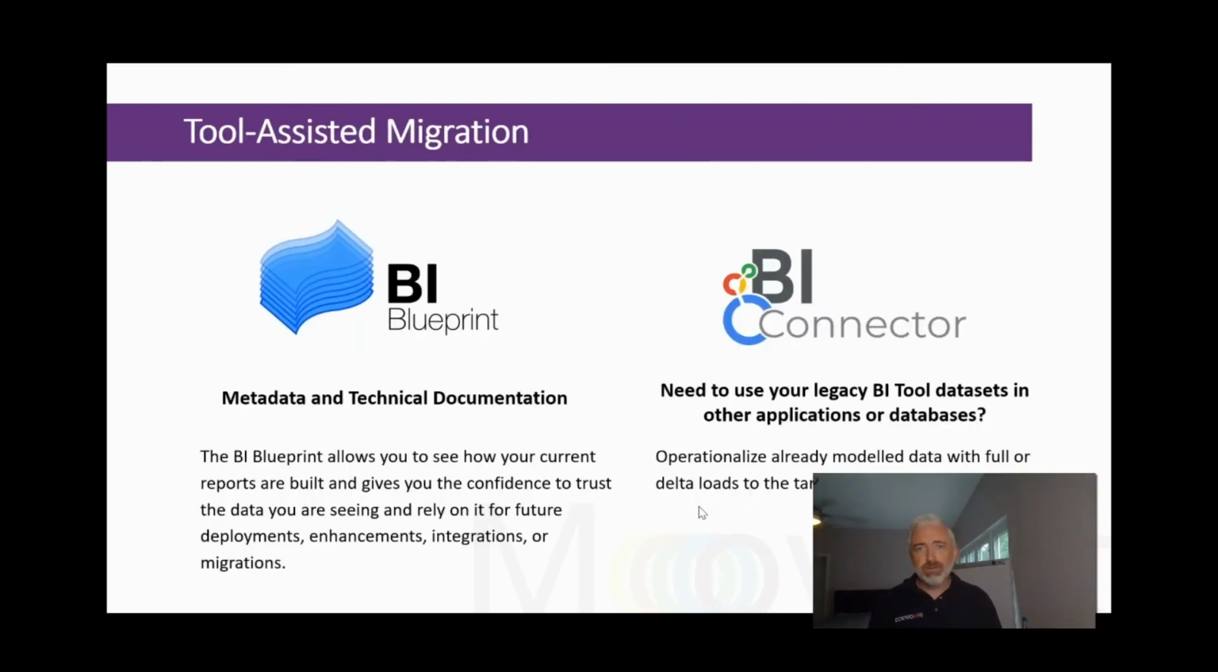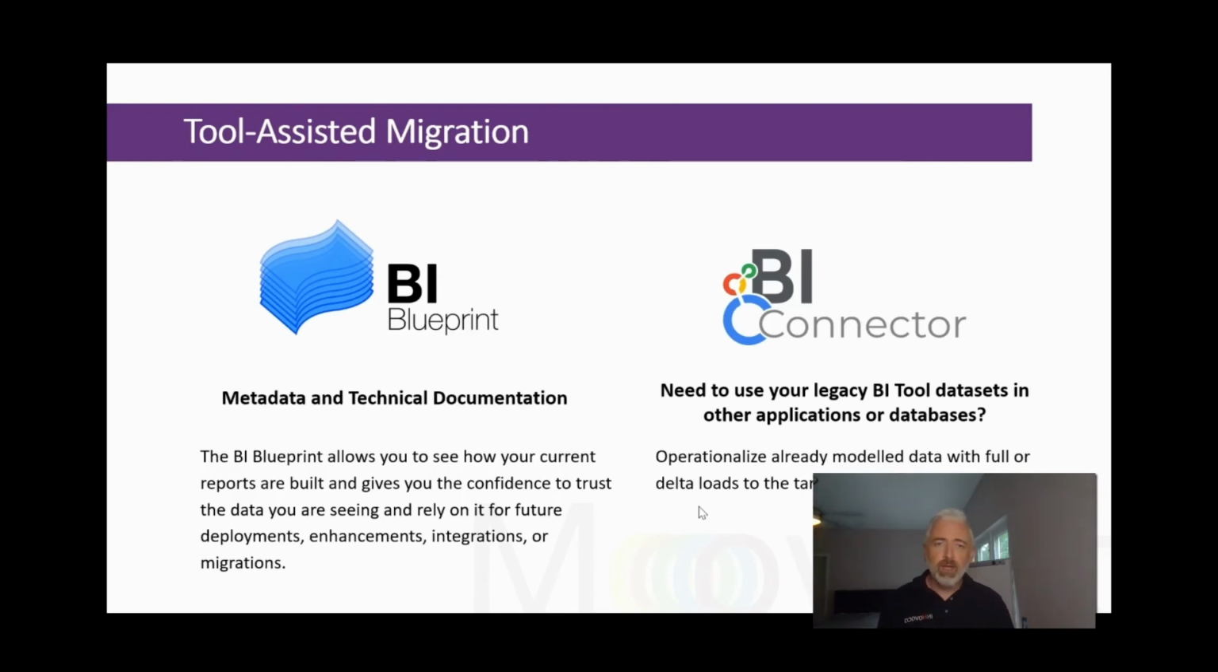How do we do this? Let me talk a little bit about some of the tools that we use. So James, I'm going to pass you over to in a second. He's going to show you a demonstration of one of them. The BI Blueprint. Now, it's an automated technical documentation deep dive tool. On average, it saves 60% of the effort of doing that manually.